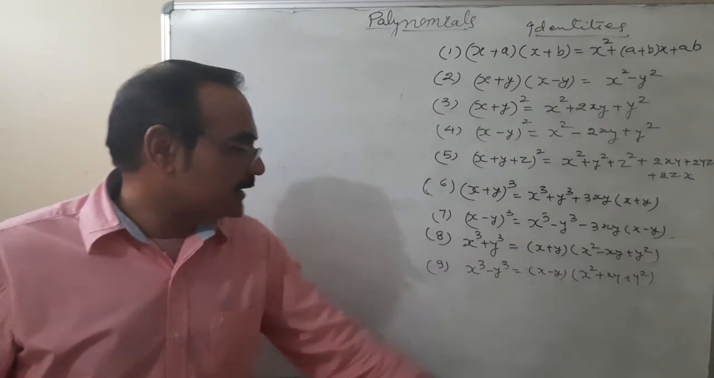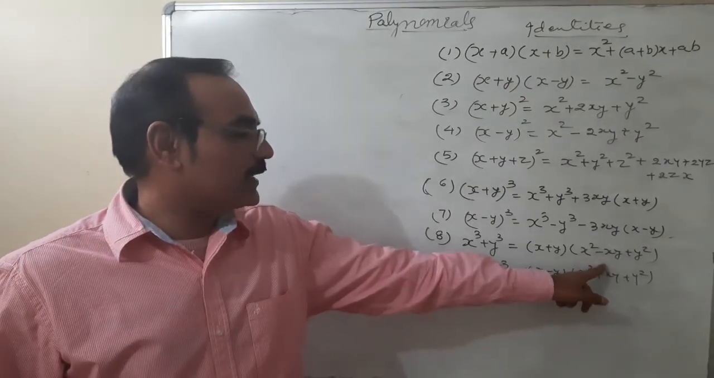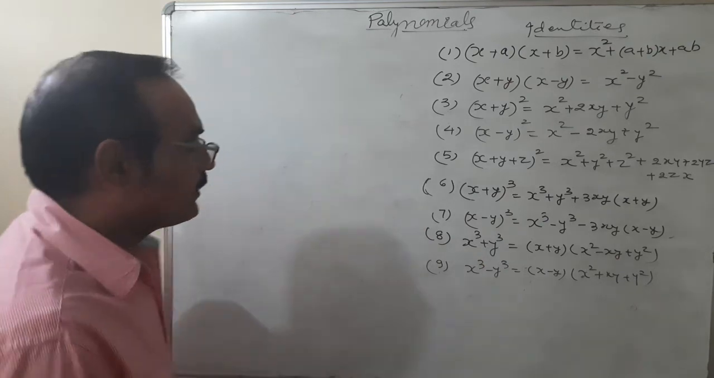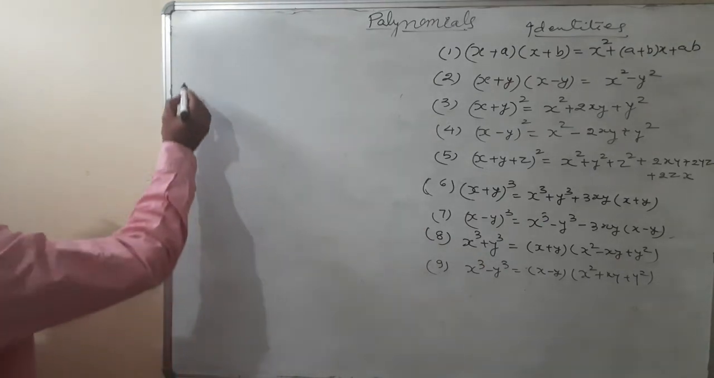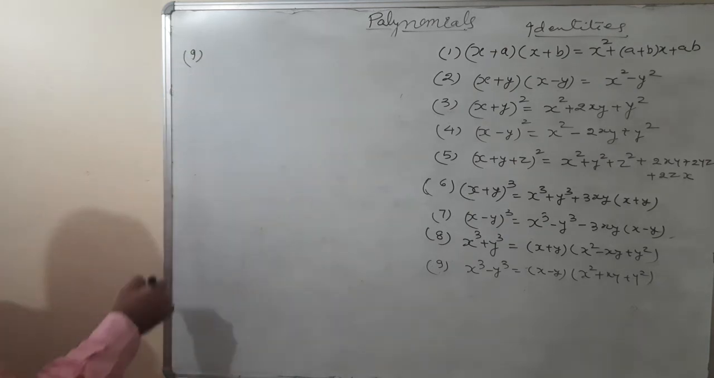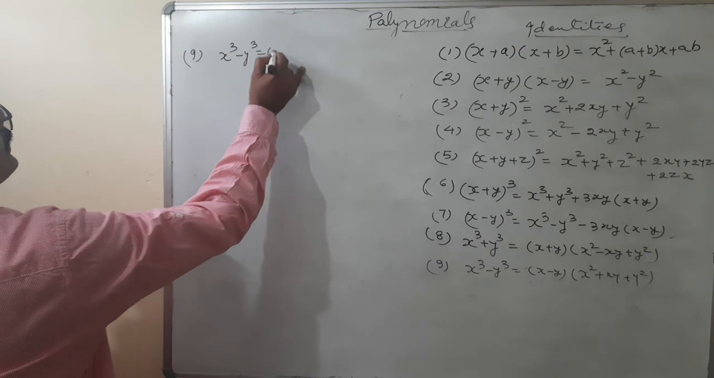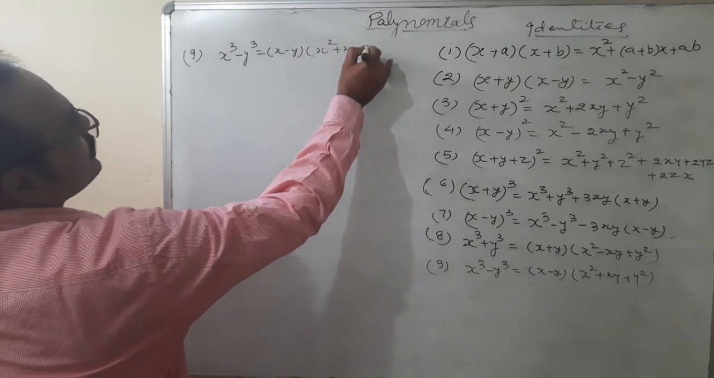Again, the proving is the same as if you are going to verify this. We'll have to multiply this bracket, x plus y, by this, and you get the result. Let us check one of them. I am proving identity number 9. Identity 9 is to be verified: x cube minus y cube is equal to x minus y, x square plus xy plus y square.